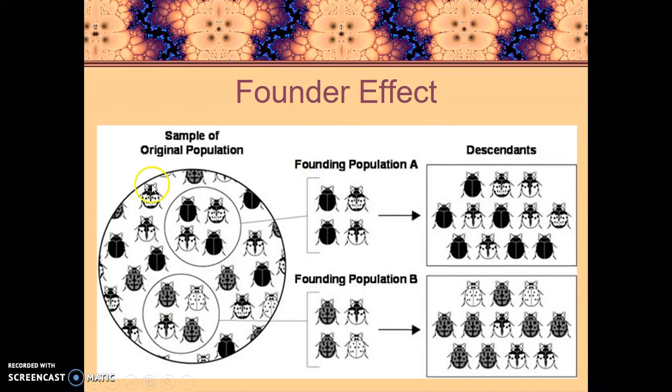Okay, so here's the original population. Lots and lots of variation. Okay, just by chance, this little group of individuals, founding population A, gets blown 50 miles away into a new patch of trees. When they reproduce, here's what the new population looks like. Okay, some of it's the same, but notice it's different. There's none of these gray guys. There's none that look like this guy. Okay, so this new population is different by random chance.